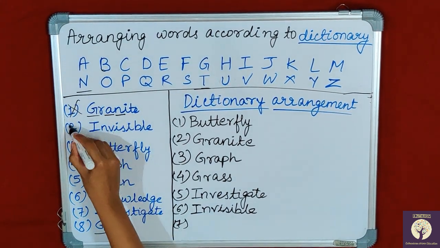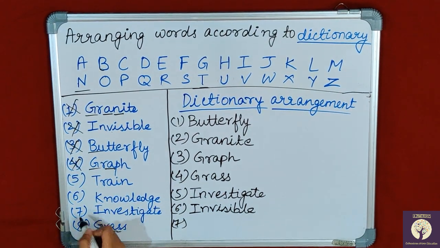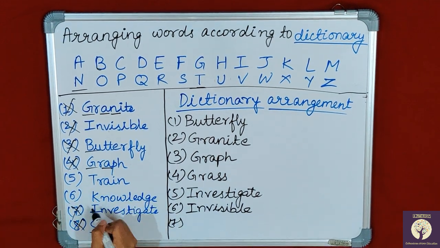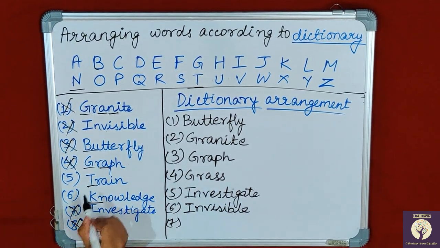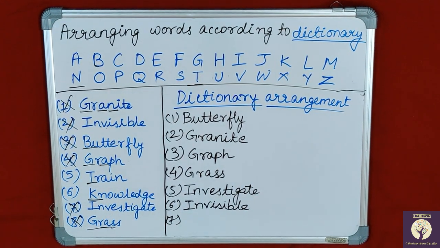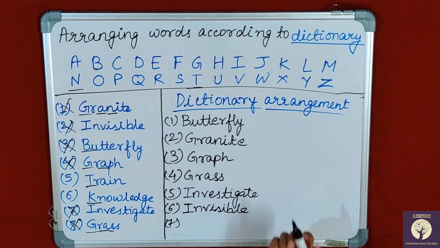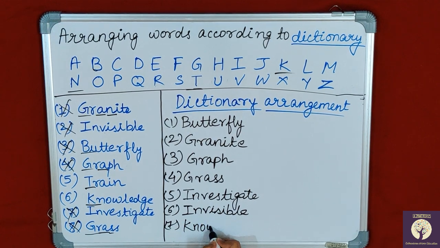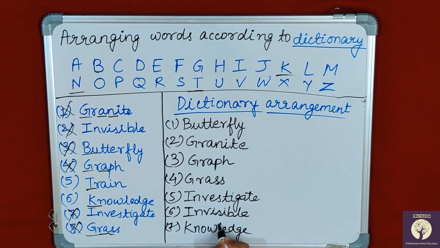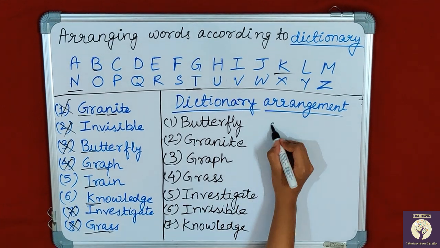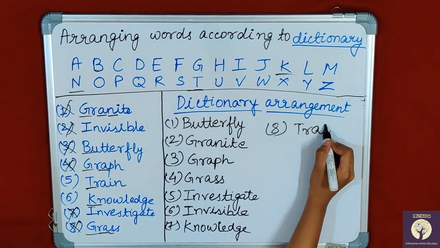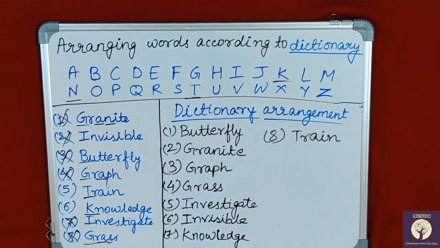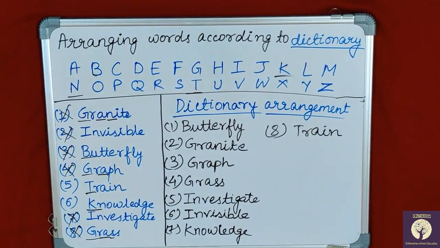We are done with butterfly, granite, graph, grass, investigate and invisible. We are left with two words, that is train and knowledge. So we will check if K comes before or T comes before, because we have to first look for the first letter of the word. So we all know that K comes before T. So we have knowledge as our seventh word, and the eighth word hence becomes train, as it starts with T. So here is how we do the arrangement of the words.